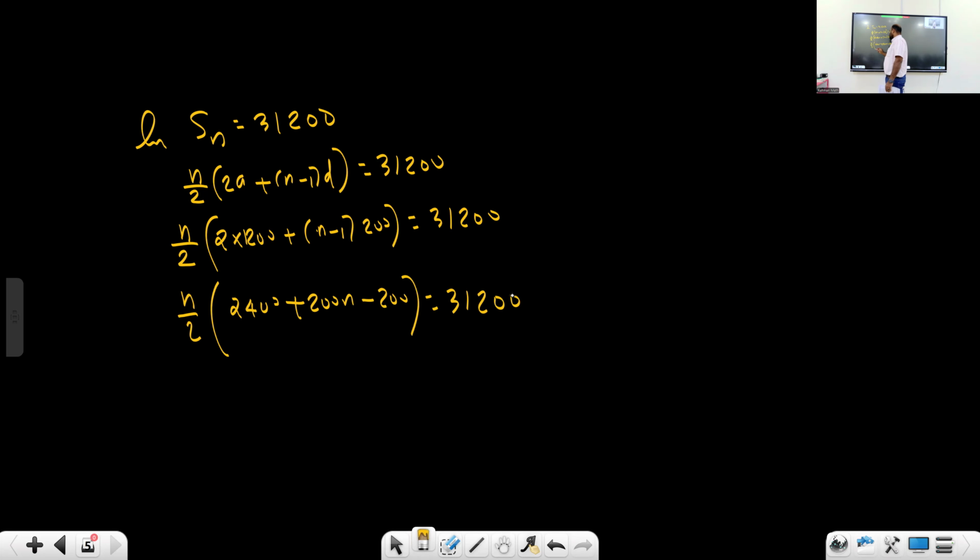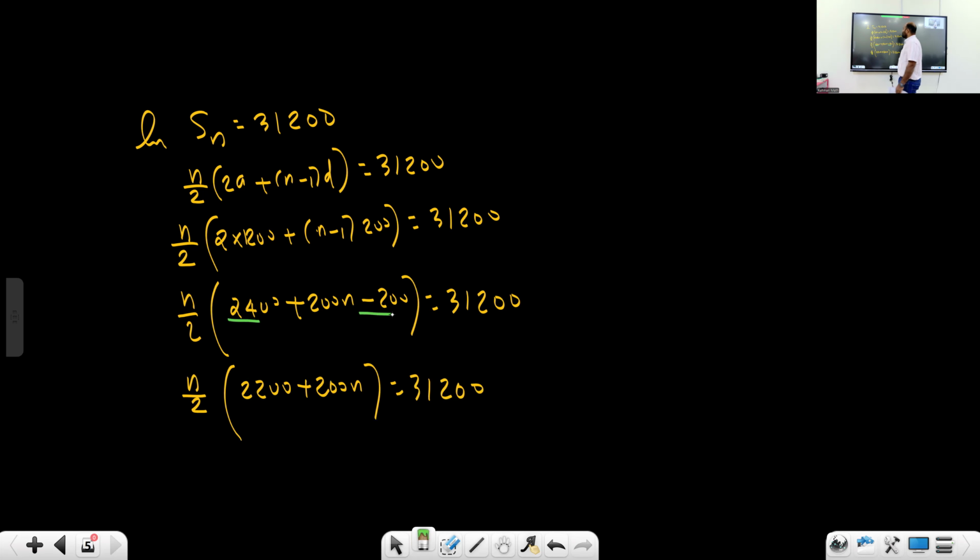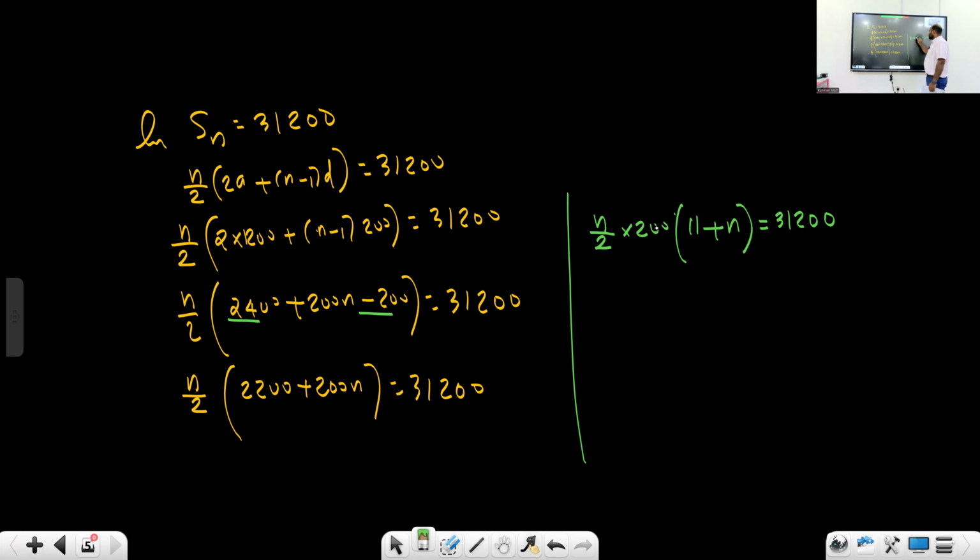Simplification possibility is there, but we'll see. 2200 plus 200N. Why 2200? 2400 minus 200, that's 2200. What you can take it commonly out? Can I take 200 outside? It will be 11 plus N. This and this cancelled how much? 100. N into 11 plus N.